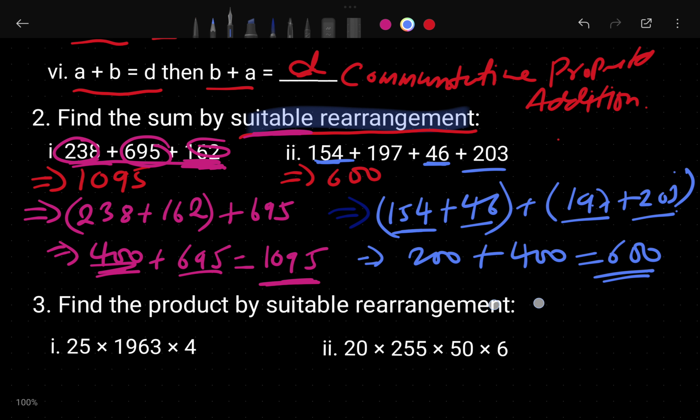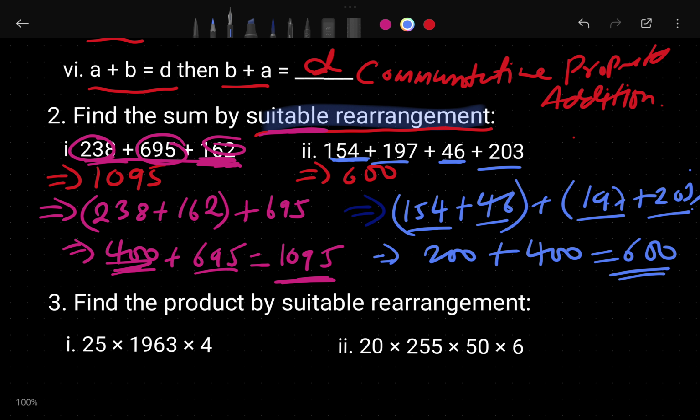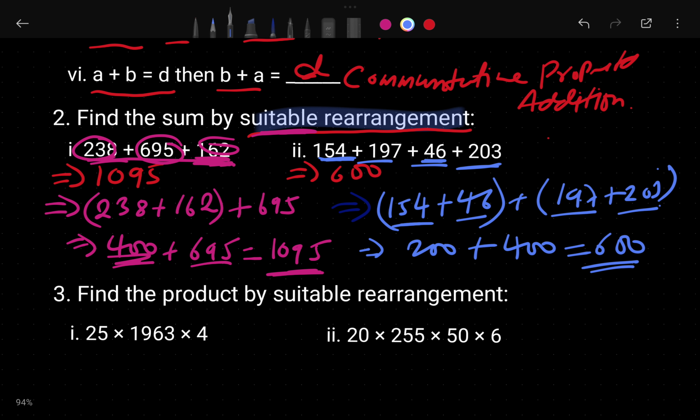If you add like that also, 154, 197, 46 and 203, the answer will be the same, but here it is telling you to go through the suitable rearrangement, so that's why it is happening. Okay?